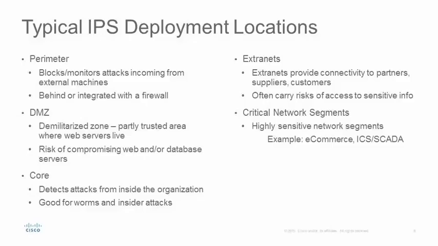And then a core deployment or data center deployment is going to be a great place to detect east-west traffic between virtualized environments or detect attacks from inside the organization, and it's a good way to detect worm propagation and other inside attacks. Extranets, of course, if you have partners or suppliers or ecosystem partners that are going to be connecting in, you're going to want to have some level of visibility and control between those networks and your own.